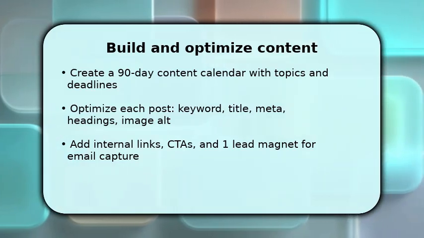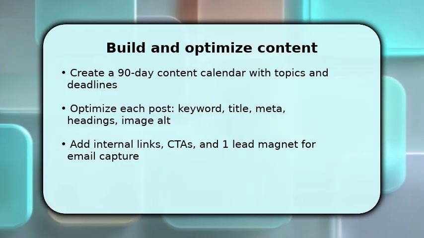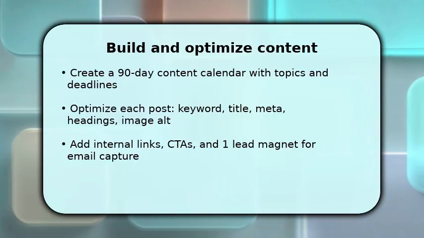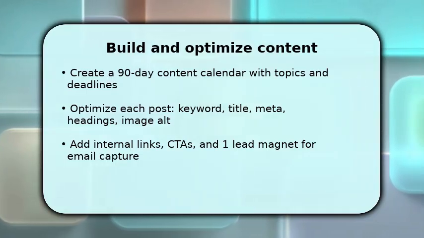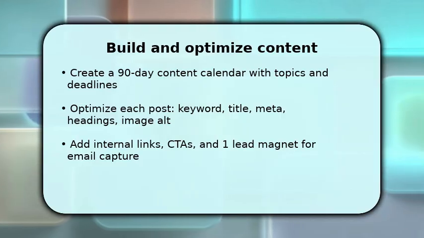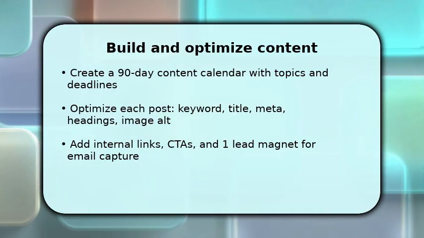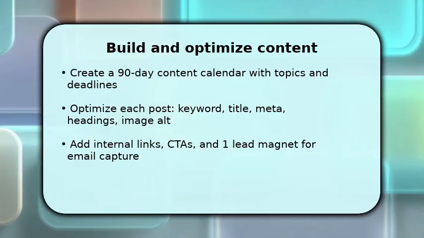While writing, optimize every article for a primary keyword. Craft a compelling title, meta description, clear headings, and descriptive image alt text to boost discoverability. Once done, add internal links and strong CTAs to guide readers, and include one lead magnet to capture emails.